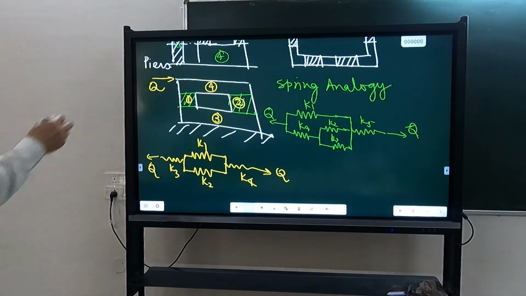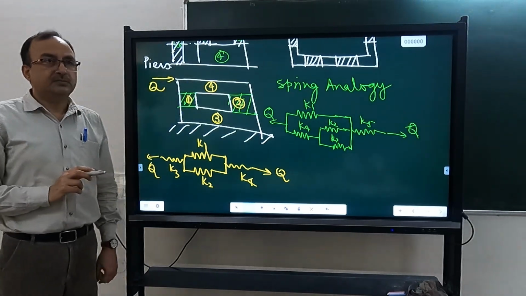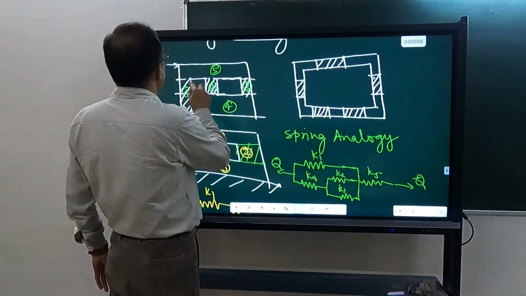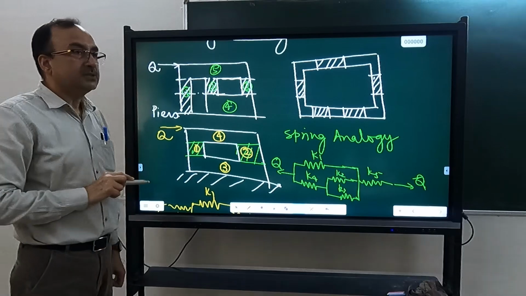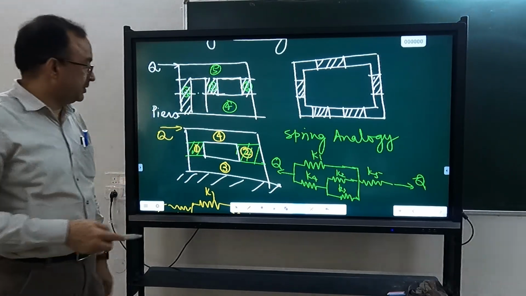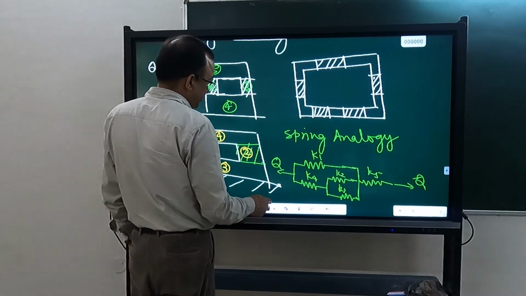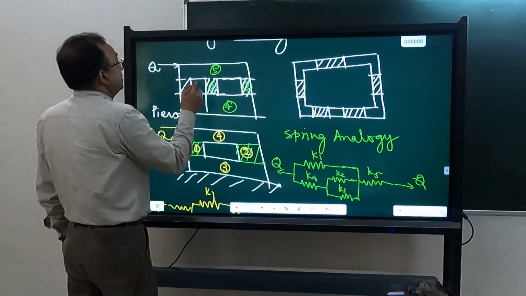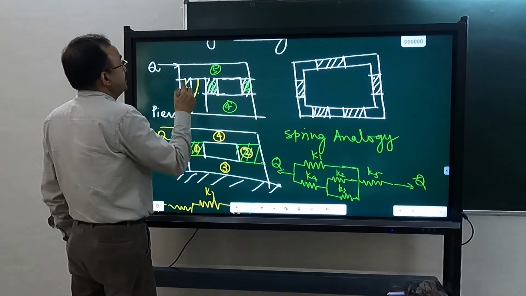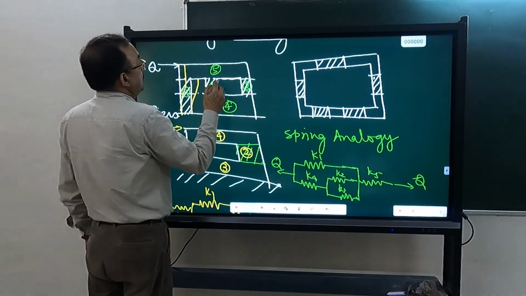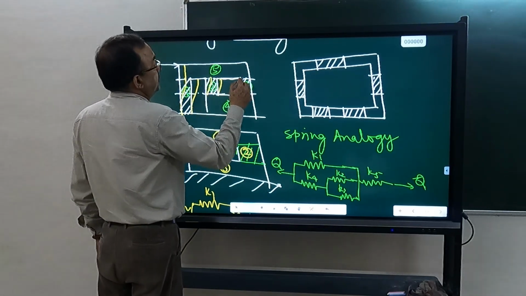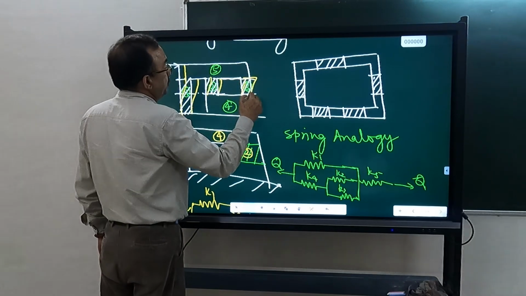So you need to know stiffness of each pier. So here, if you look at these piers, can you calculate the stiffness of these piers? First of all, see what will be the deformed shape. So this pier is going to deform like this. And this pier is going to deform like this. And this pier is going to deform.